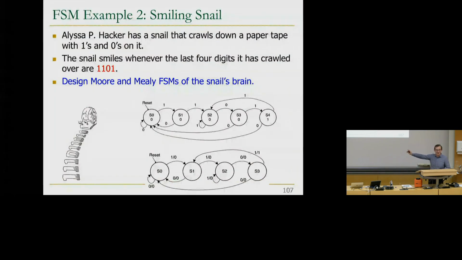I'm not going to go through this, but there is also an example of the smiling snail. Now you know who Alyssa Hacker is, so respect Alyssa Hacker, because she's going to appear many times, at least in this book that you read.